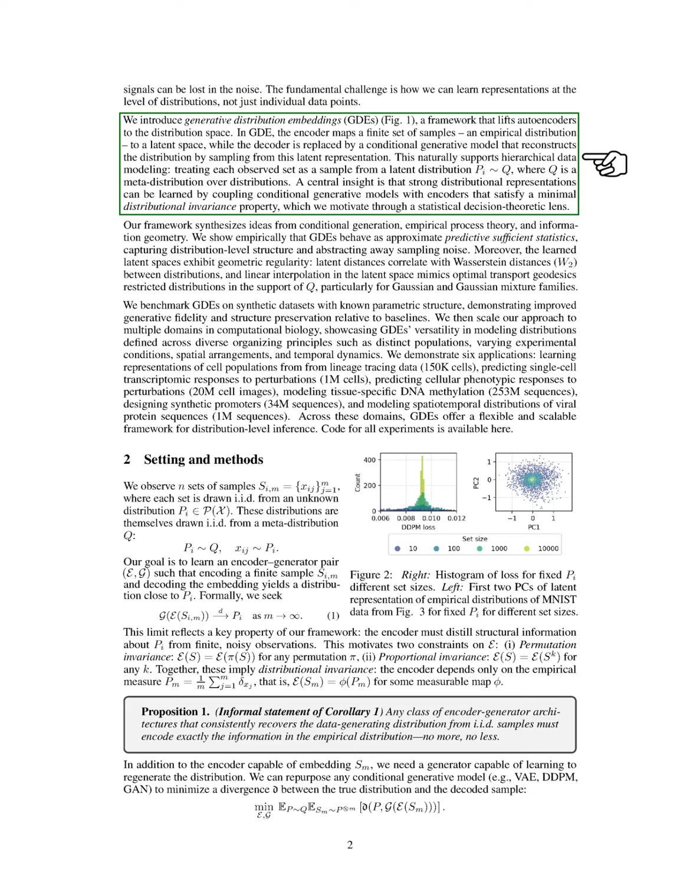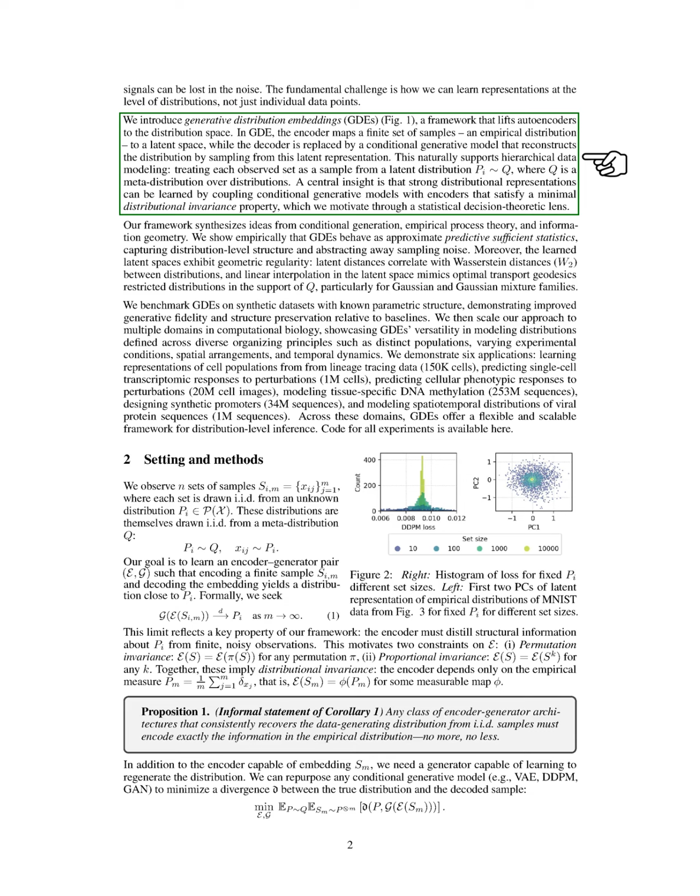A key insight is that we can learn strong distributional representations by combining conditional generative models with encoders that meet a minimal distributional invariance requirement. We support this idea through a statistical decision theoretic perspective. Our framework integrates concepts from conditional generation, empirical process theory, and information geometry. Empirically, we demonstrate that GDEs function as approximate predictive sufficient statistics, effectively capturing distribution-level structures while filtering out sampling noise.